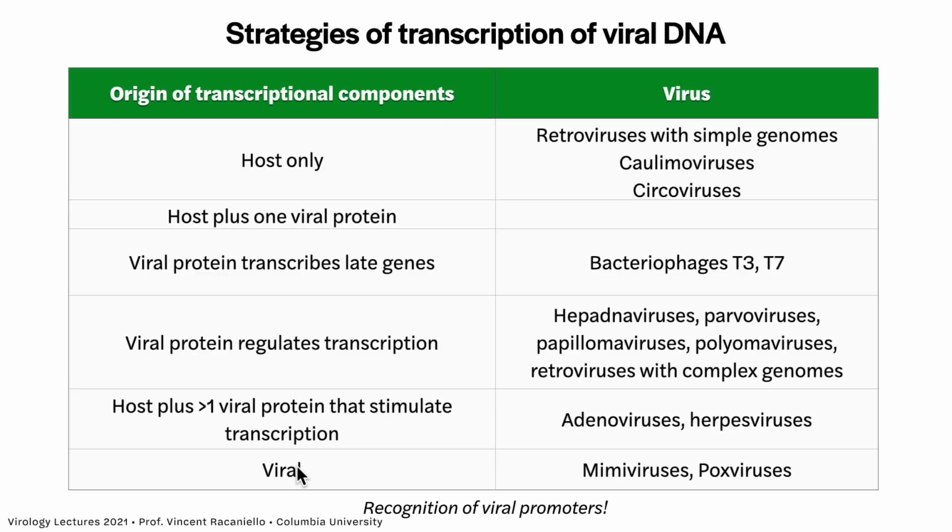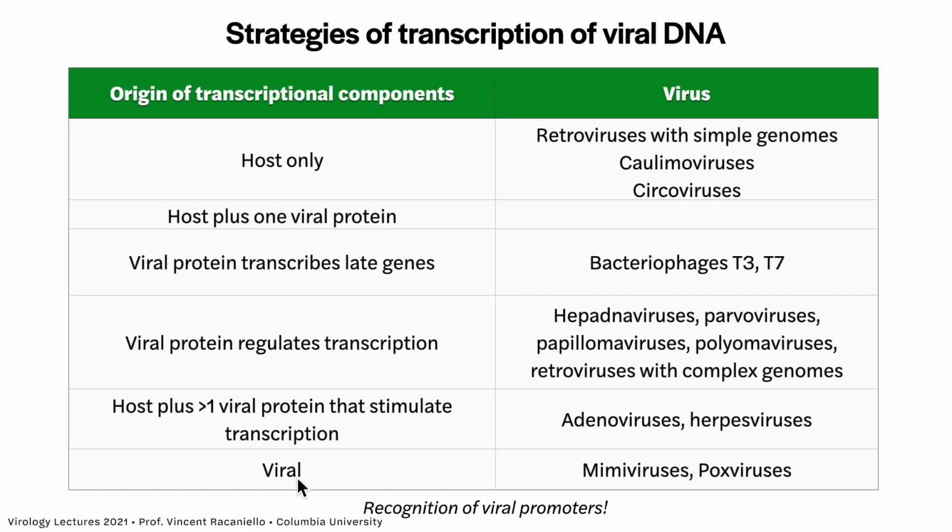Now, a key point that you have to understand, which I wrote down here, is recognition of viral promoters. What does that mean? Well, if you have a virus like a circovirus, which doesn't have any viral components of the transcriptional machinery, by definition, its promoters have to be recognized by the host machinery. And you may say, isn't that the way it works? No, actually not. Some viral promoters are not recognized by the host machinery, and those viruses have to encode a protein that will allow that recognition, and we'll see an example of that.